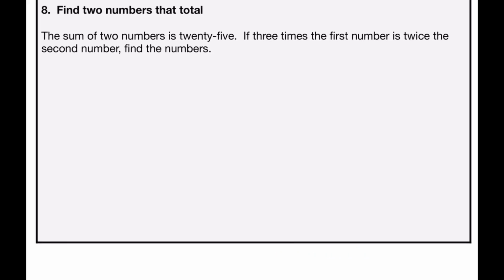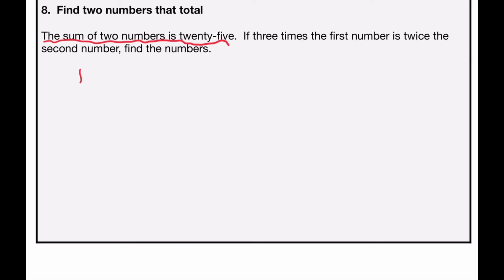Problem number 8 asks you to find two numbers that total. It says the sum of two numbers is 25. If 3 times the first number is twice the second number, find the numbers. So in two numbers that total problems, there is actually a trick to defining your variables or writing expressions for each variable. But once you know the trick, you'll be able to define them. And it's actually a pretty common structure in math problems.